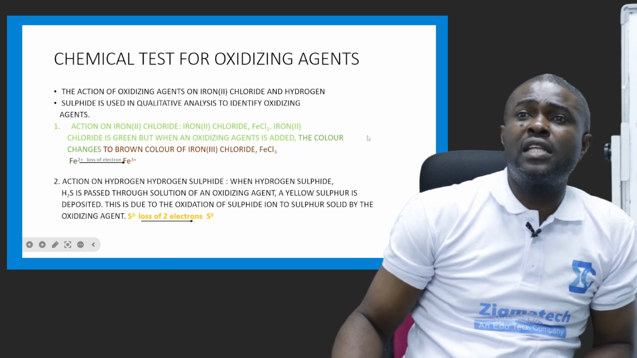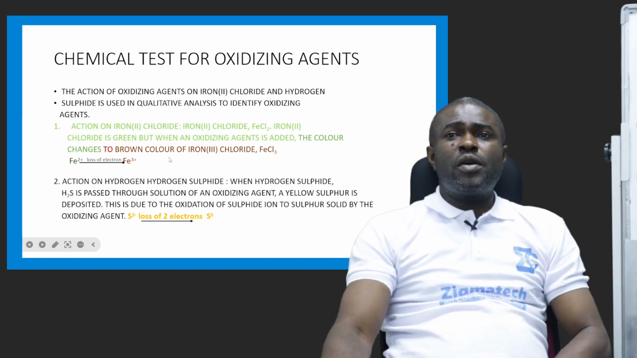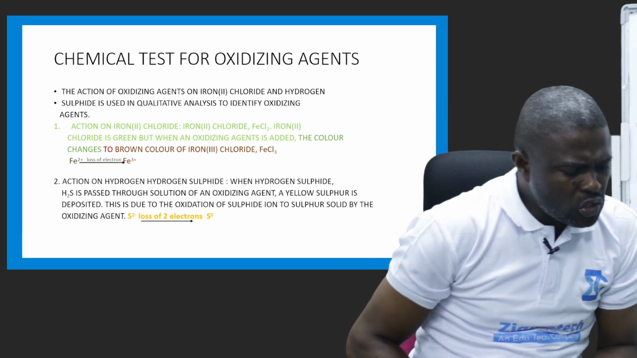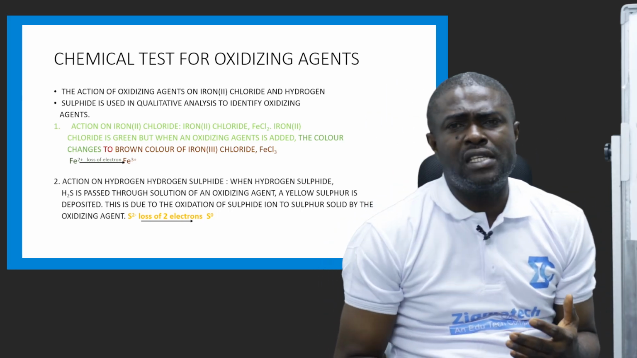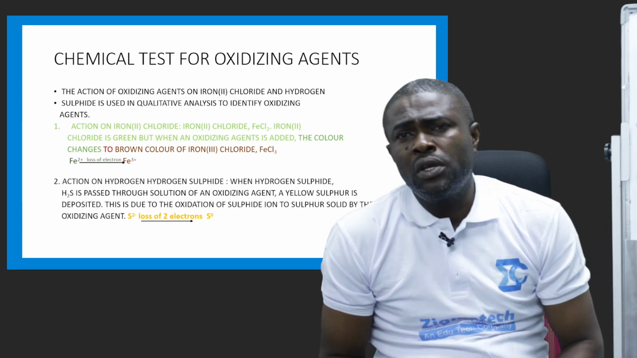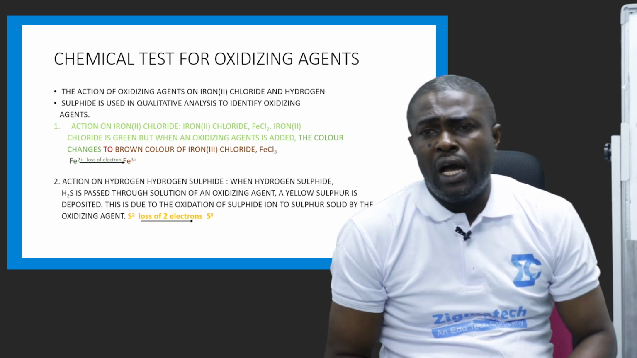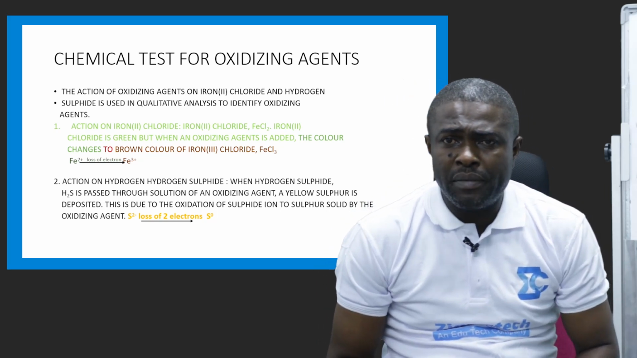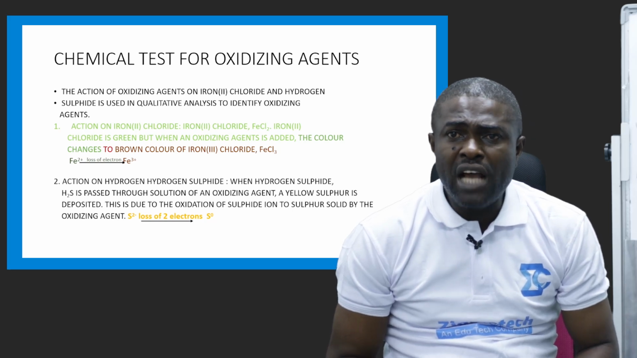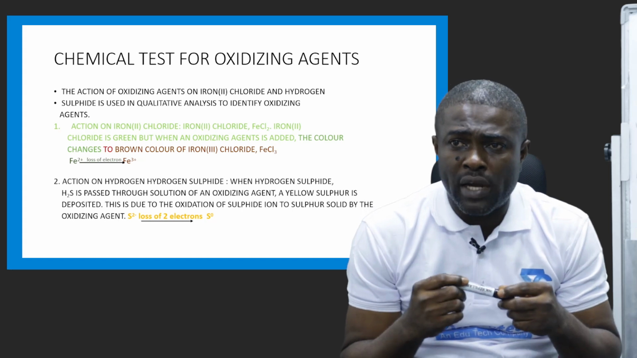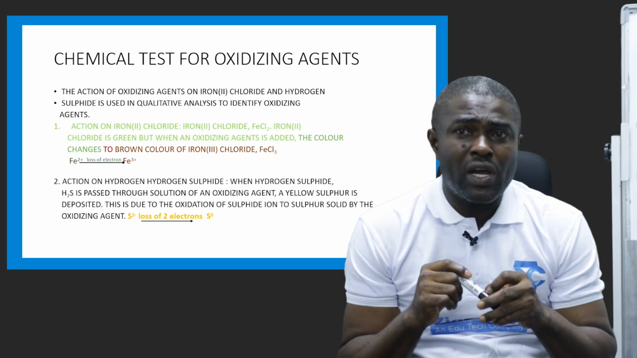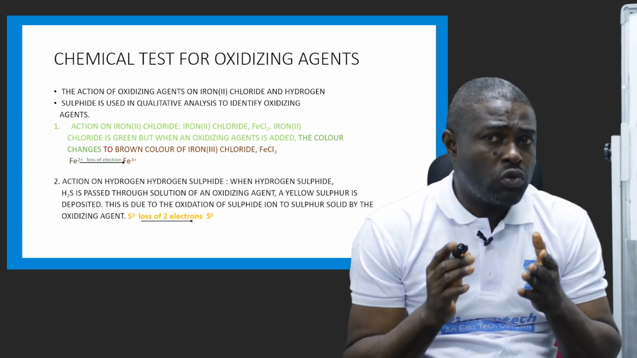Having said that, the next we have on the slide is chemical test for oxidizing agent. How do you know that a substance is an oxidizing agent? Pay attention to this. This is important for those of you writing WAEC, IGCSE, NECO exams, and other external exams. What is the chemical test for an oxidizing agent? The action of oxidizing agent on iron 2 chloride and hydrogen sulfide is used in qualitative analysis to identify oxidizing agents.